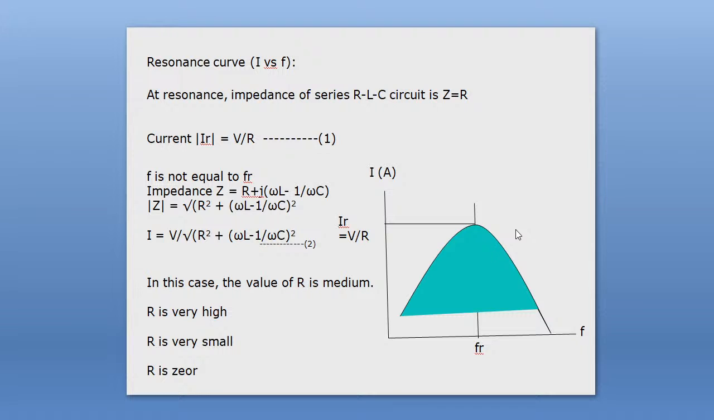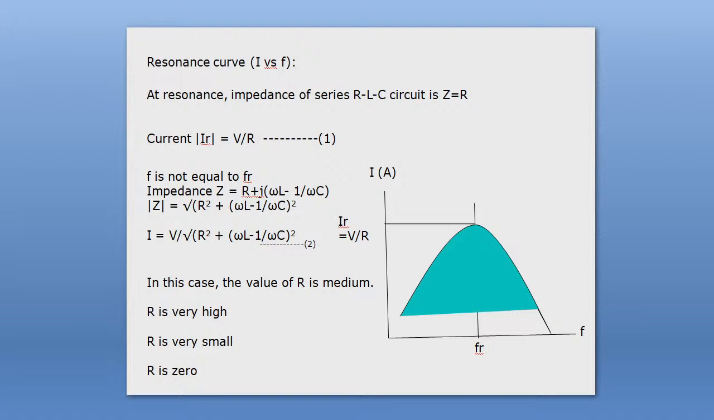This curve corresponds to R is medium value. If R is very high, then what will you get? If R is very low, then what type of curve will you get? R is 0. Then what type of curve will you get? Can anyone answer this question?